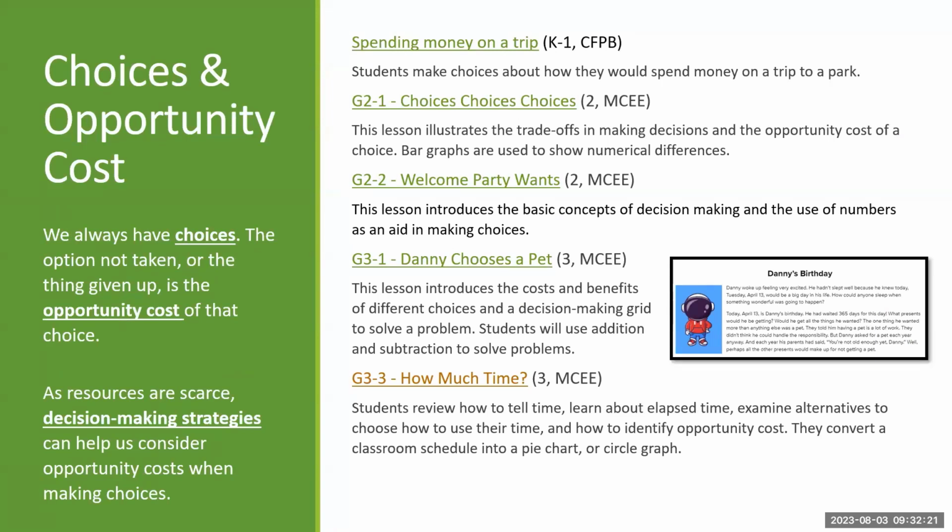And then moving on to the next economic concept we're going to talk about, choices and opportunity cost. So we always have choices. The option not taken, or the thing we give up in exchange for our choice, is our opportunity cost. As resources are scarce, like we just established, decision-making strategies are what can really help us consider opportunity costs and make the best decision for ourselves.